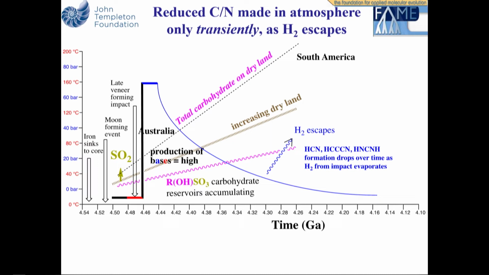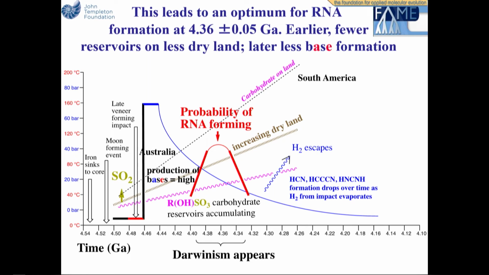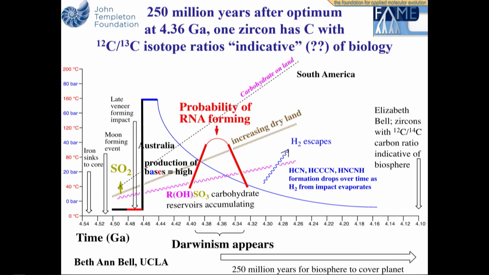And so the total amount of carbohydrates on dry land is still going up, the amount of dry land is still going up, and maybe the amount of cyanoacetylene and hydrogen cyanide form is going up. But over time, the ability of the atmosphere to make these reducing base precursors goes away. And so what you now can do is combine all those together and get a statement that says the most probable time for RNA formation on Earth was about 4.36 billion years ago, plus or minus about 0.05 billion years. And that's when Darwinism is supposed to appear.